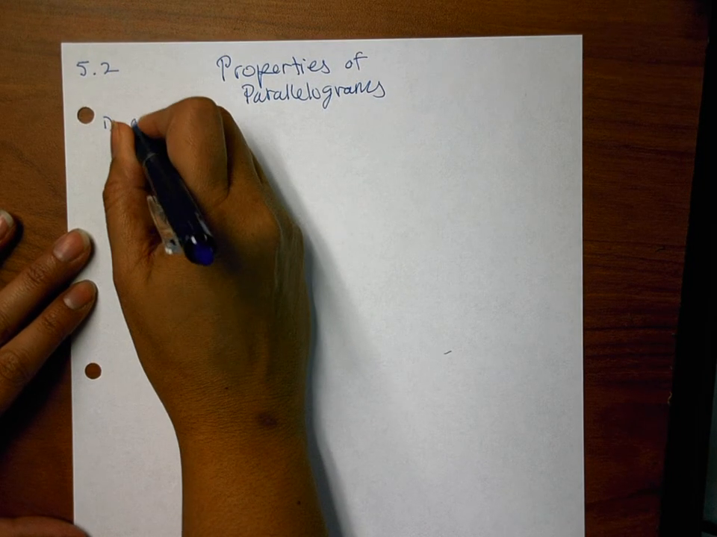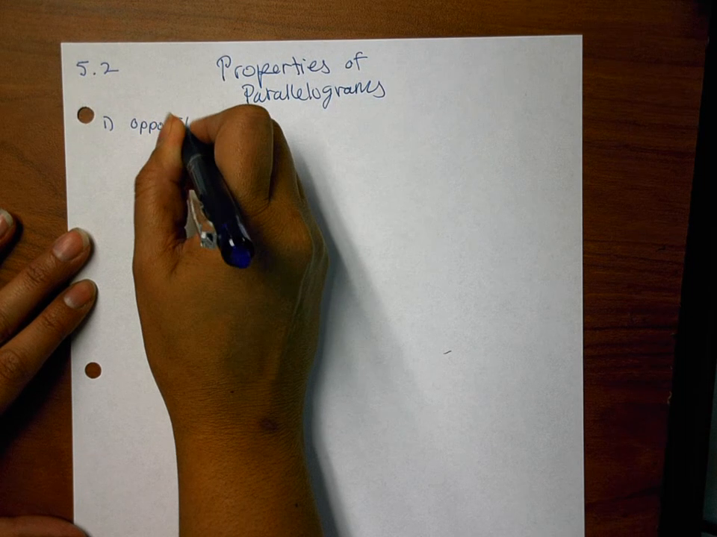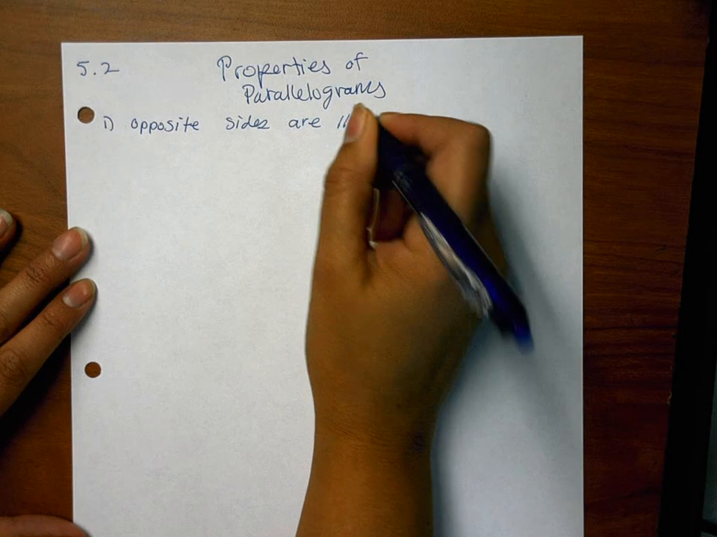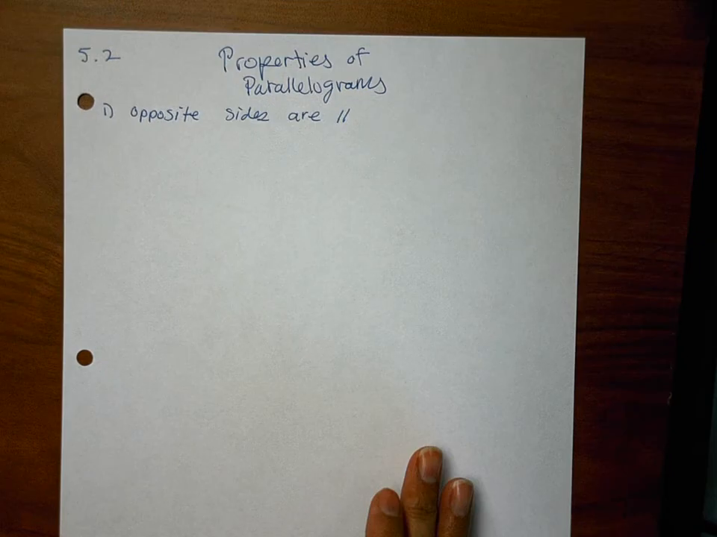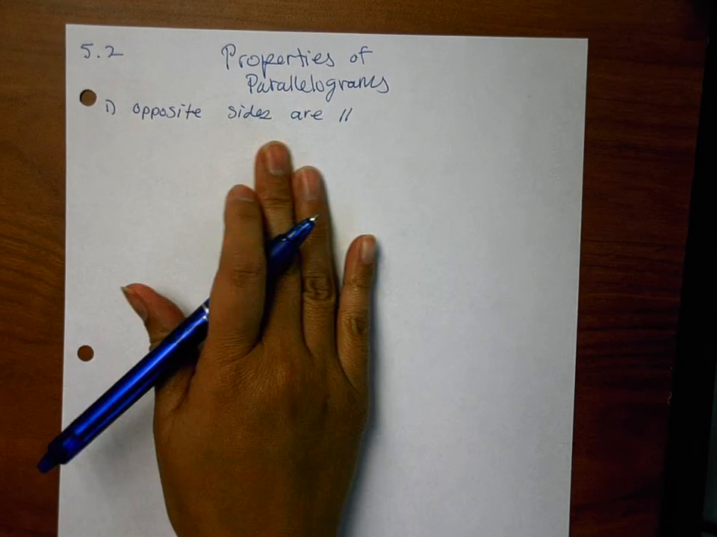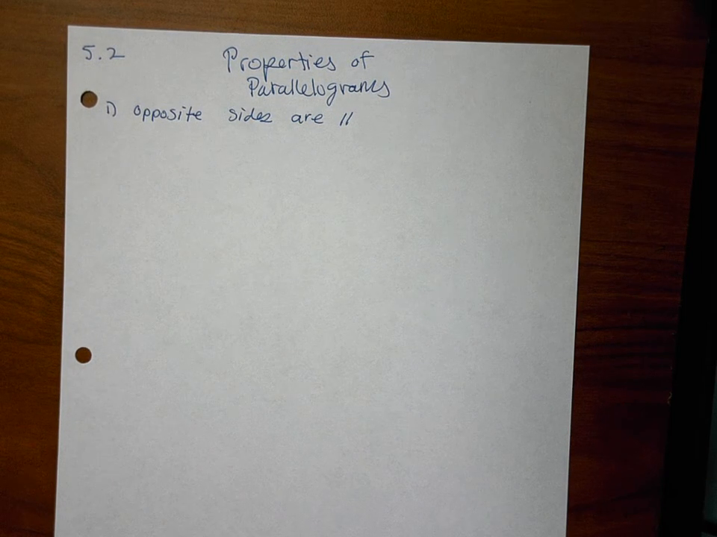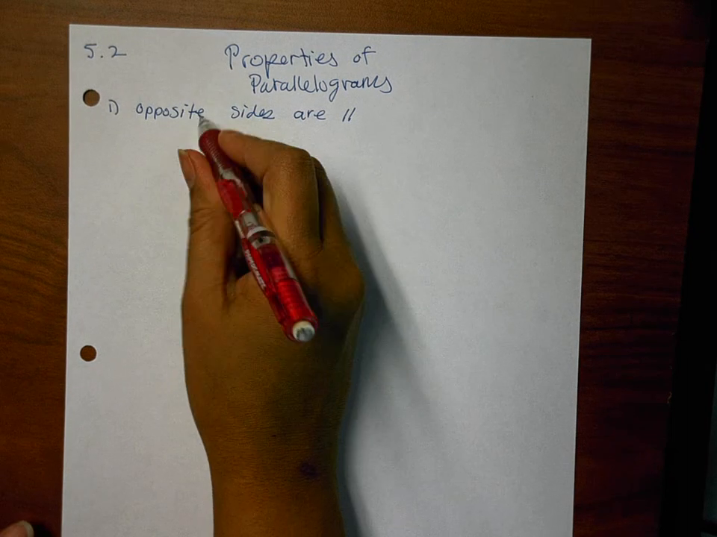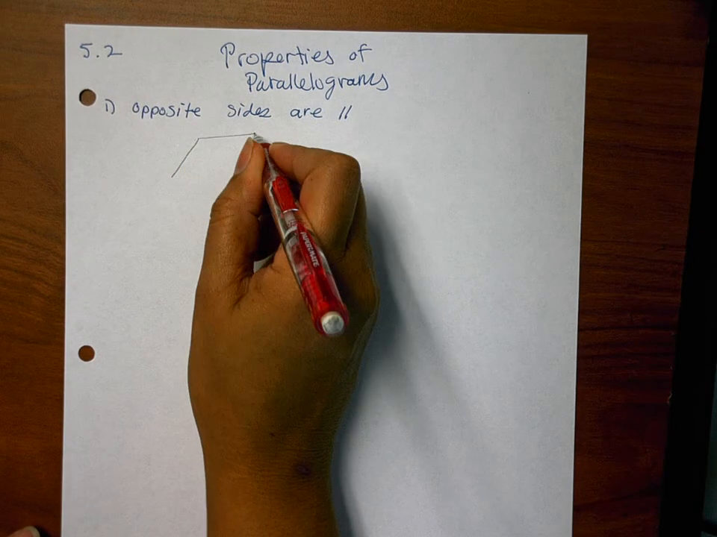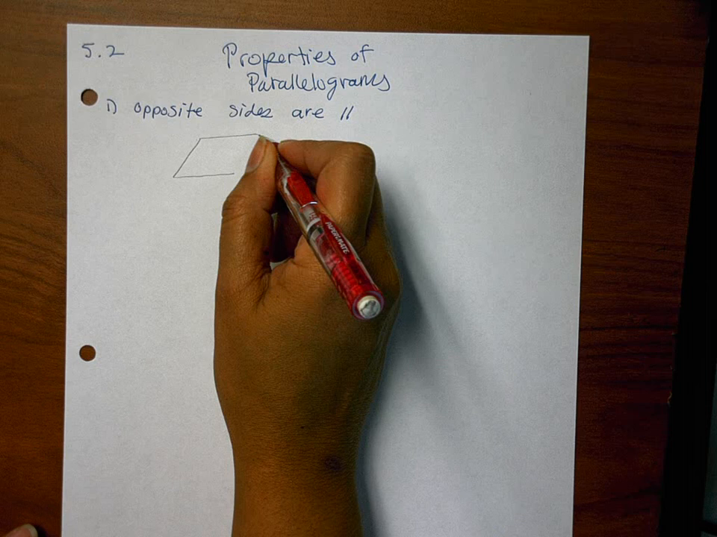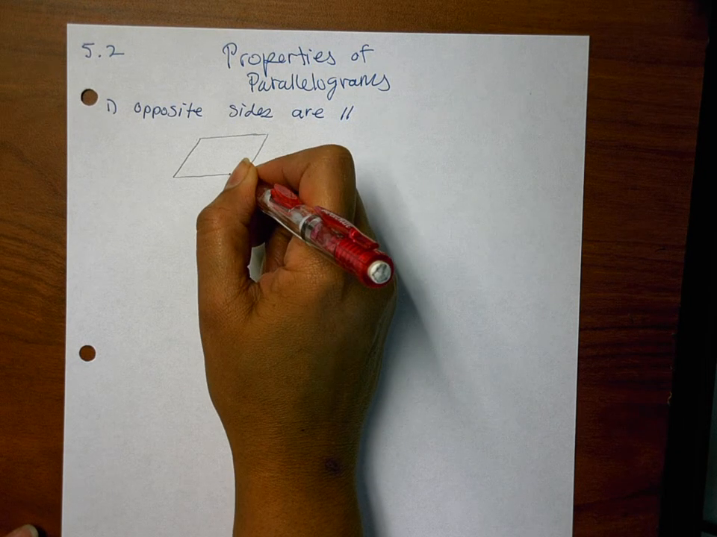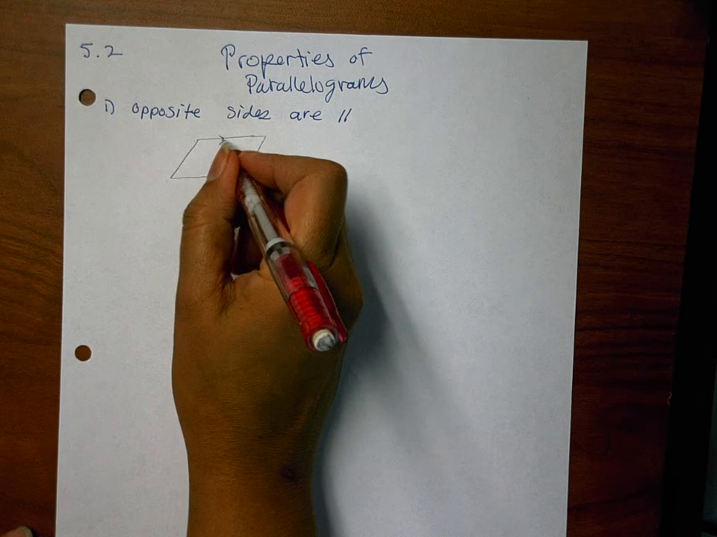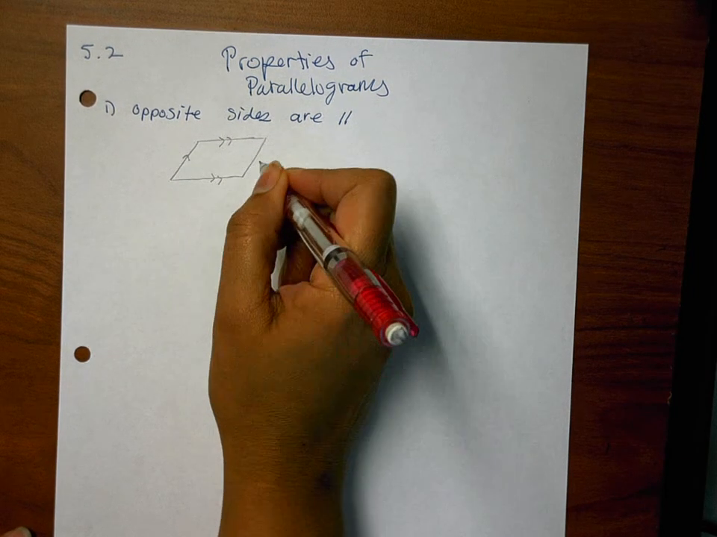The first one is actually the definition, and that is that opposite sides are parallel. And both sets of opposite sides, not just one, not at least one, both sets of opposite sides are parallel. If that happens, then we'd call the polygon a parallelogram. Now, parallelograms are quadrilaterals, meaning they're polygons with 4 sides, and opposite sides are always parallel.